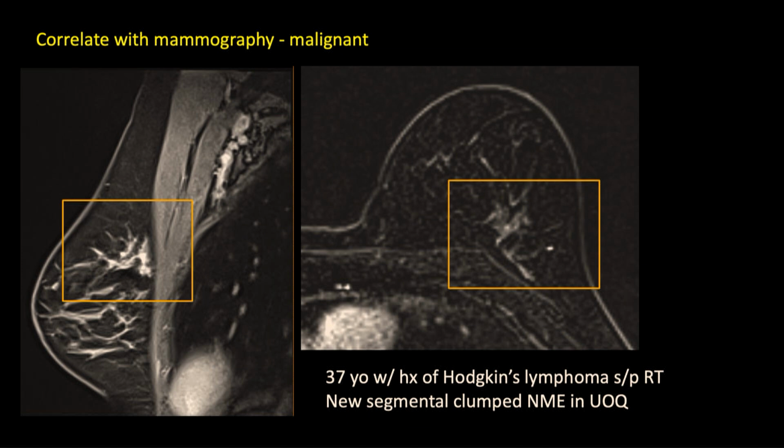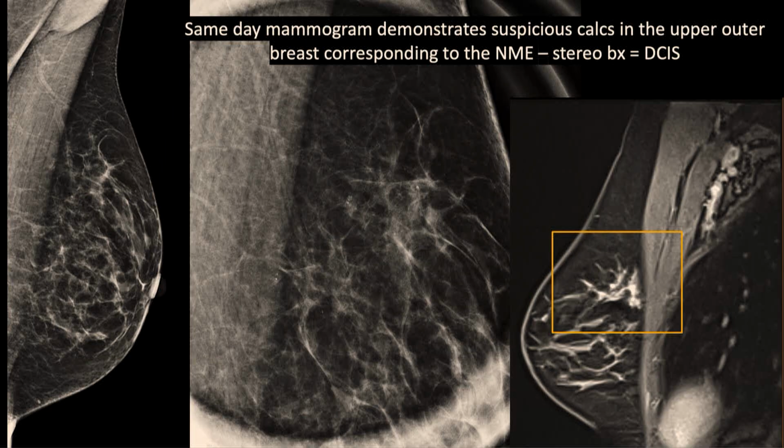Here's another nice example of correlating the mammography and the MRI. So this is a 37-year-old woman. She has a history of Hodgkin's lymphoma. She's status post-radiation treatment, and she had a screening MRI done, and there is segmental clumped non-mass enhancement in the upper outer quadrant. She luckily had a mammogram the same day, and on mammography, there are suspicious pleomorphic calcifications in the upper outer breast corresponding to the NME nicely. So she had a stereotactic guided biopsy performed, and this is DCIS.